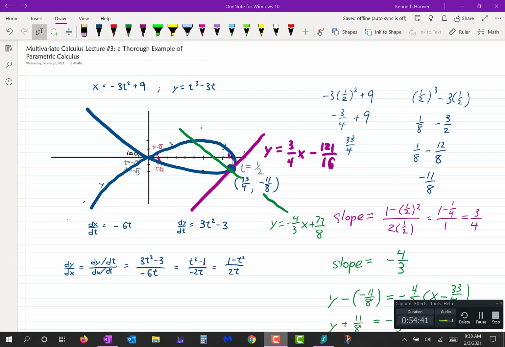Okay, and this is going to be the end of our parametric equations. We're going to move on next and do something called polar coordinates.